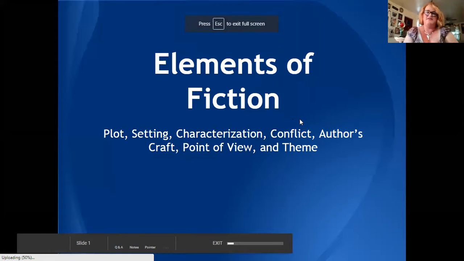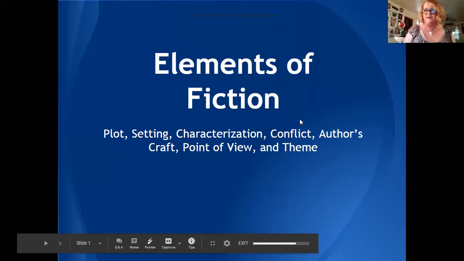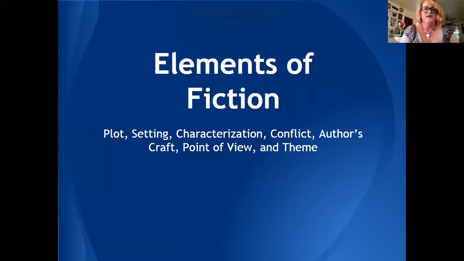All right, so the elements of fiction, you should remember these from last year, but we're going to review them anyway. It's the plot, the setting, the character traits or characterization, conflict, author's craft, which also can be known as author's purpose, the point of view, and the theme.